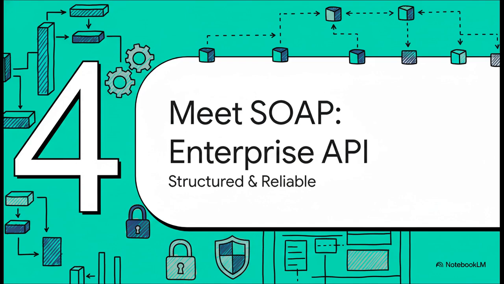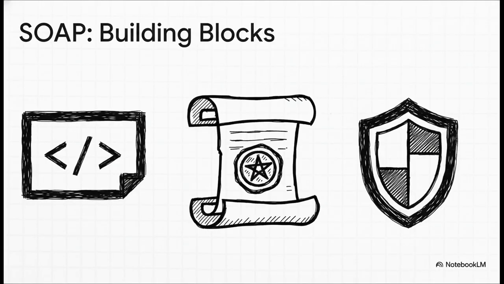And if REST is the cool, modern startup developer, you can think of SOAP as the traditional, highly structured enterprise architect, complete with a suit and tie. SOAP is a whole different ballgame. It's all about strict standards. The data format it uses is XML, which is a lot more detailed and structured than JSON. But the most crucial piece of the puzzle here is something called a WSDL.